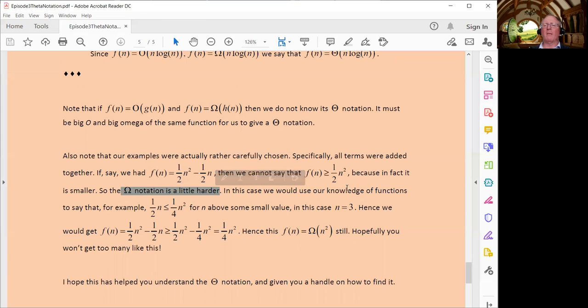In this case, we would use our knowledge of functions, and so we'd say, look, if n is big enough, a half n is less than or equal to a quarter n squared for n above some small value, in this case n equals 3. And so we'd get f of n equals a half n squared minus a half n. That's greater than or equal to a half n squared minus a quarter n squared, which is a quarter n squared. And so it's still big omega of n squared. Hopefully you won't get too many like that, but that is how I would handle that.